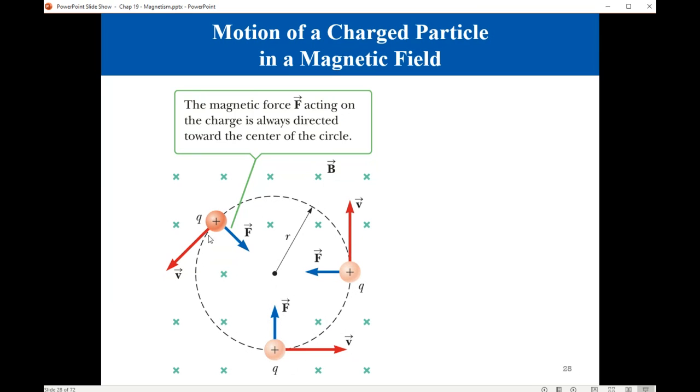Always the acceleration is perpendicular to the original direction of the velocity, and as a result, the charged particle will move in a circular orbit. It will be circular motion. So the magnetic force acting on a positive charged particle in a field going into the screen will always be directed toward the center, as in this drawing.